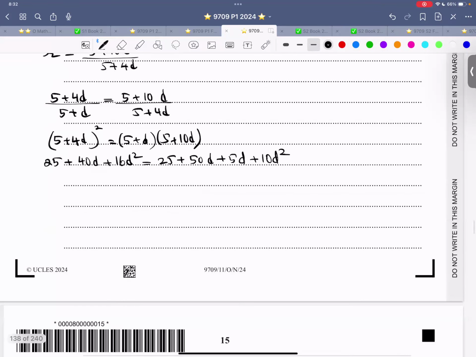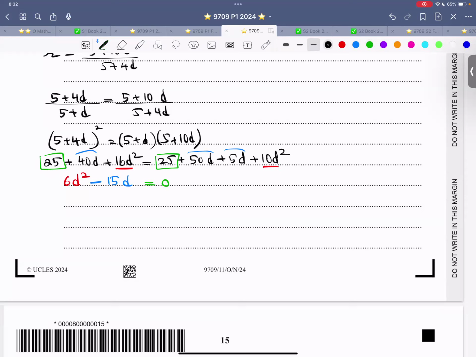So transfer everything to one side. So 16d square minus 10d square, that is 6d square. Then we have 40d. We have 50 plus 5, 55d. 40 minus 55, negative 15d. And over here, there is a constant 25 and there is a constant 25. That's good. It cancels out. That is really good news. So therefore, this equals 0.